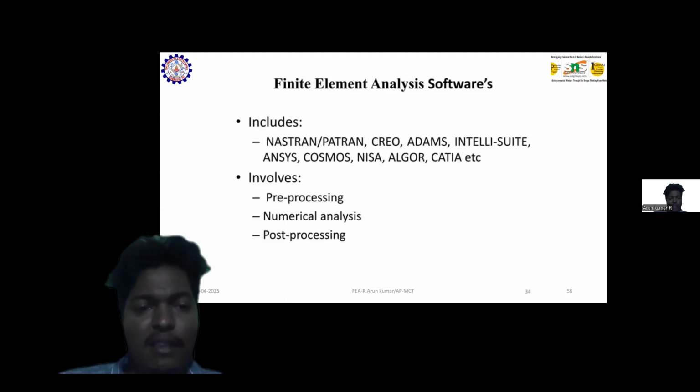In the next lecture, we will see a numerical problem based upon the Rayleigh-Ritz method and the Galerkin method.